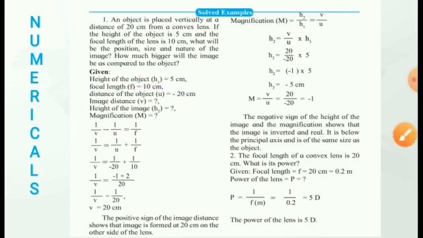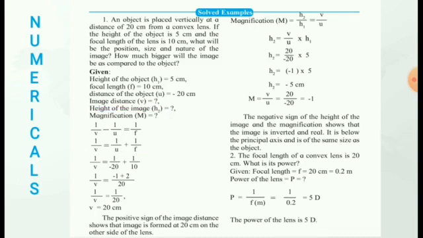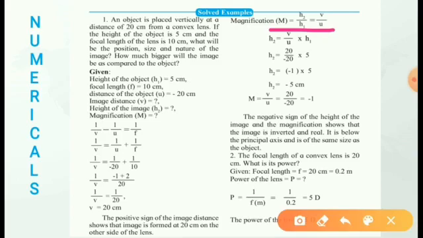Now apply the lens formula: 1 by v minus 1 by u is equal to 1 by f. Substitute the values of u and f in the formula. We get the value of v as 20 centimeter. The positive sign of the image distance shows that the image is formed at 20 centimeter on the other side of the lens. Now put the formula for magnification, that is h2 by h1, which is equal to v by u.